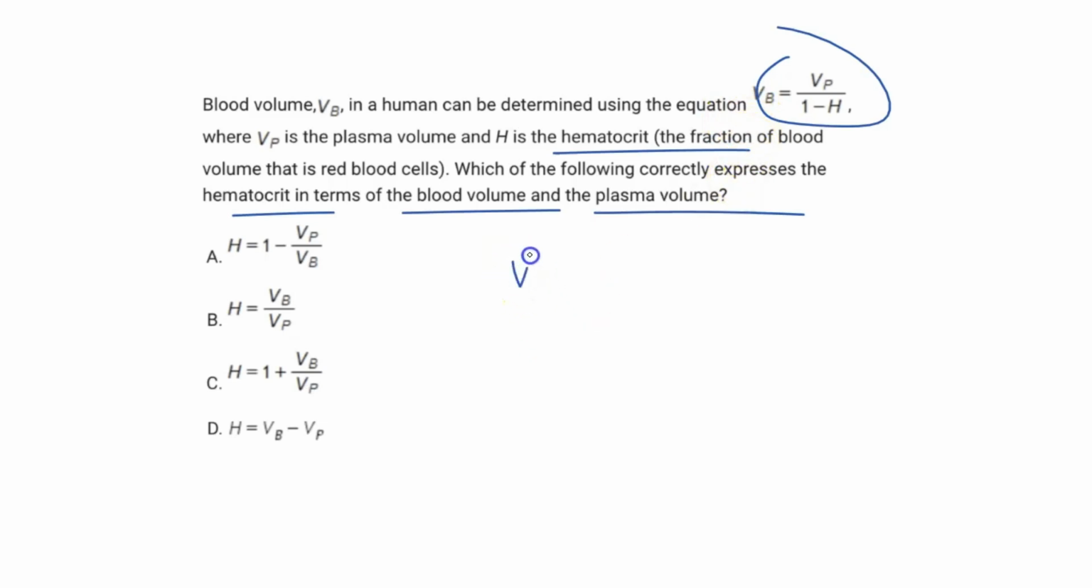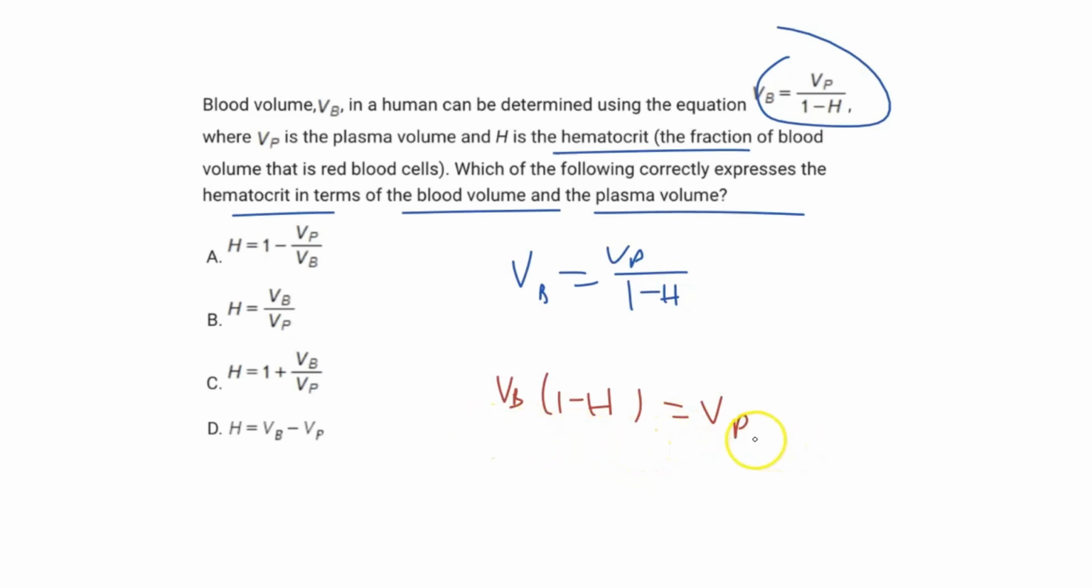Okay, cool. So if we write this out, VB equals VP over 1 minus H. Yes, that's pretty messy. Hopefully you can tell what I'm writing. So the first thing we're going to do is multiply both sides by 1 minus H. So we can get VB multiplied by 1 minus H equals VP. Now I'm not going to distribute VB into the 1 and the H. Just make things simple because we're trying to isolate for H, right?